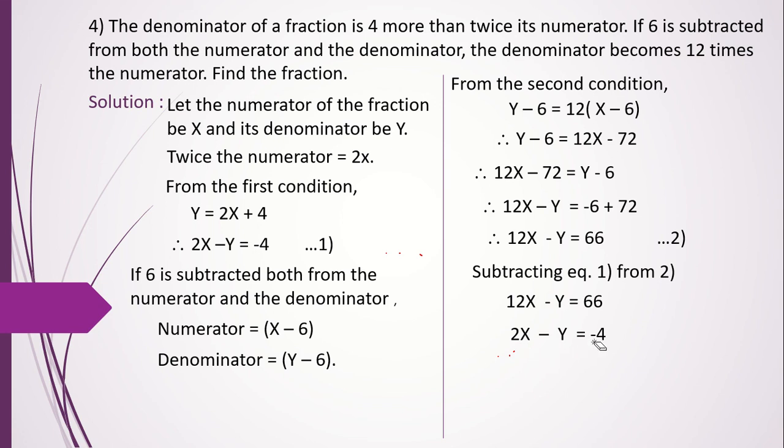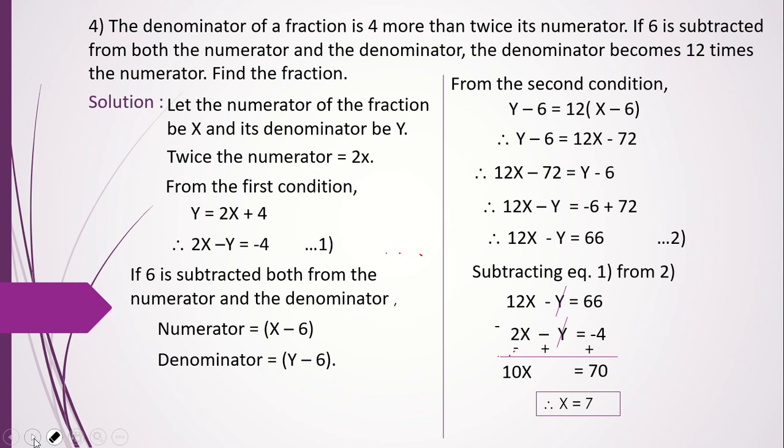We get 2x minus y is equal to minus 4. Subtract. After subtracting, the signs will change. Minus, plus, plus. This was minus already, it will become plus. So plus y minus y will get cut. 12 minus 2 is 10. 66 plus 4 is 70. Okay, y gets cut. 12x minus 2x is 10x is equal to 70. Therefore, x is equal to 7. I got the value of x now.